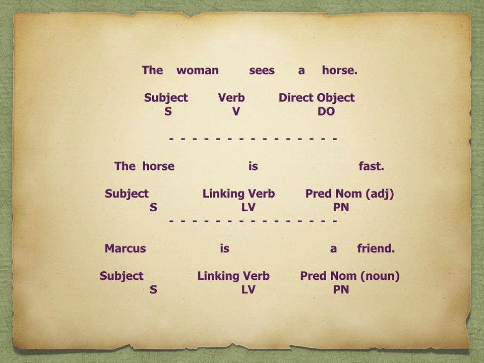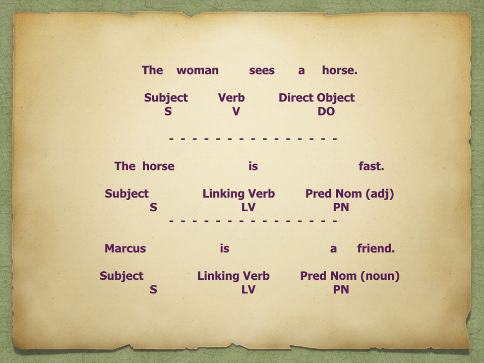Okay, the woman sees a horse. We have a subject, verb, direct object pattern. The horse is fast. We have a subject, the horse. Is a linking verb. It's not an action verb. And the adjective fast is the predicate nominative as an adjective.